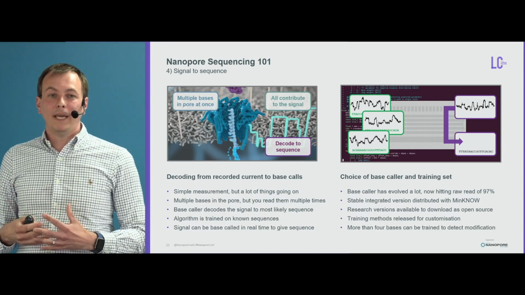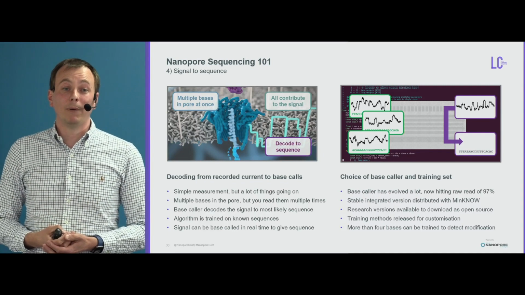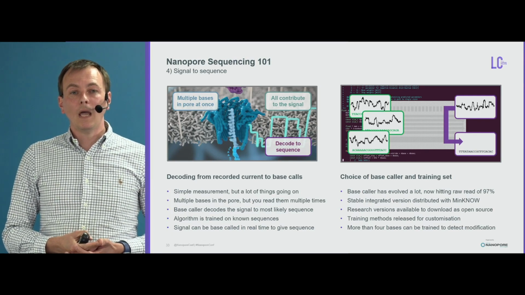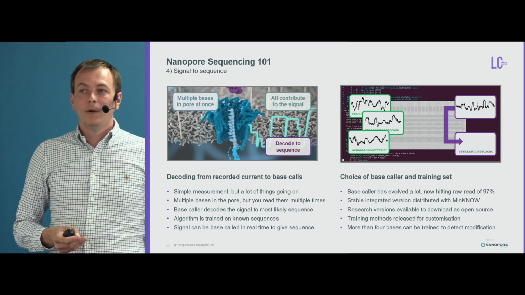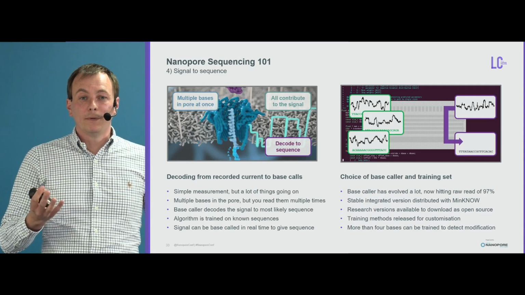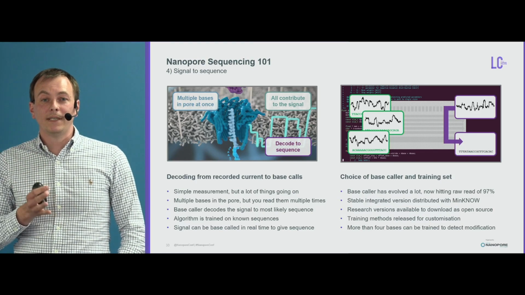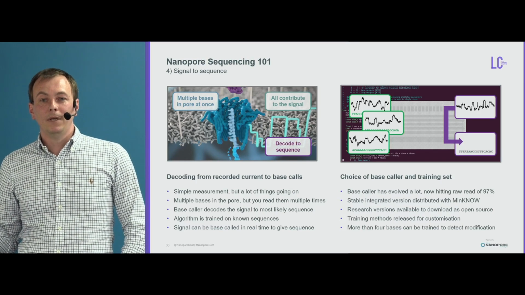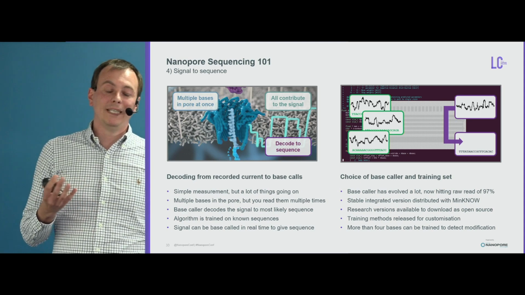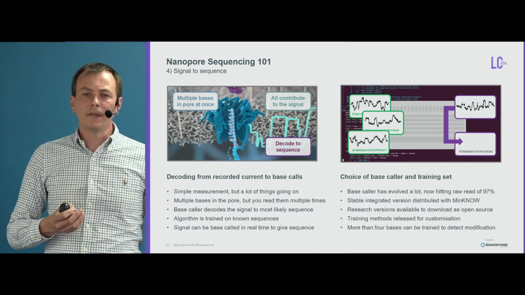So we have our squiggle. It's a very rich signal. There's a lot of information in it. But how do we go from that to a base call? Well, we have to decode it. Our decoder uses a recurrent neural network. And for that to work, we have to train it on known sequences. So we have to take squiggles, raw data, of known sequences, and we have to feed that into our algorithm, and then it learns, it trains itself, so that when we give it a fresh piece of signal, it can give you the most accurate prediction of that sequence. And those training sets can vary for DNA and RNA, and they can vary for different pore types. So the base call has evolved a lot.